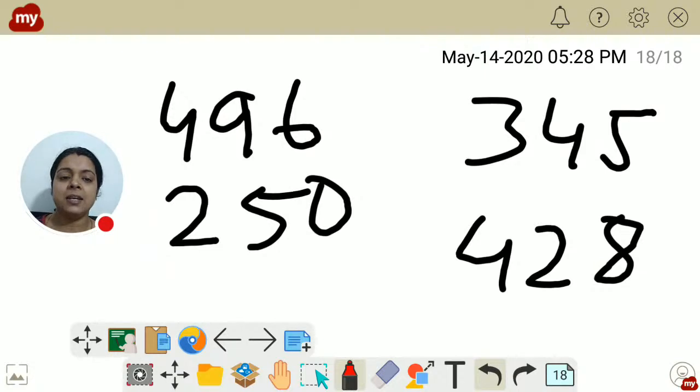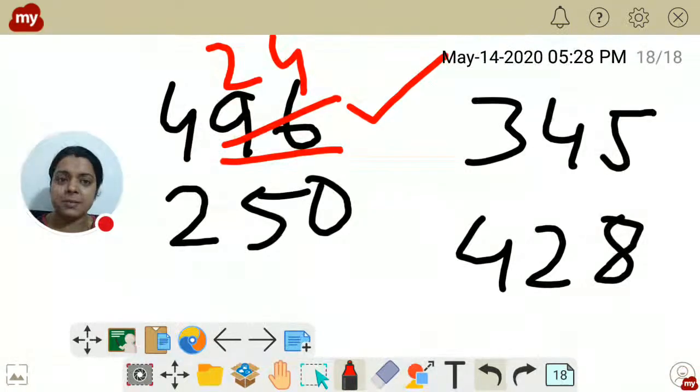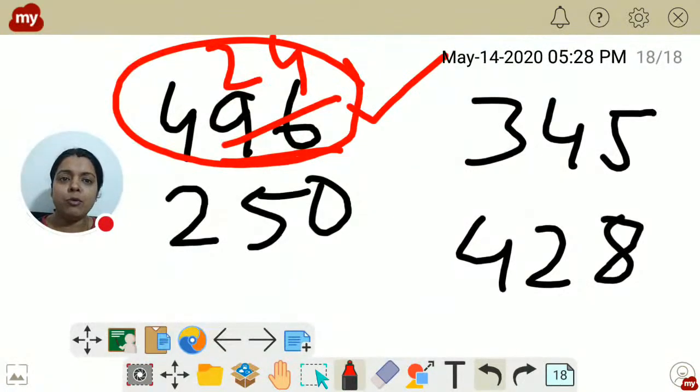So you just see the first one, 496, last two digits 96. Just check whether it is divisible by 4 or not. So what we'll do? 4 twos are 8, and 4 fours are 16. Yes, it is divisible, right? If 96 is divisible, then the whole 496 is divisible by 4.